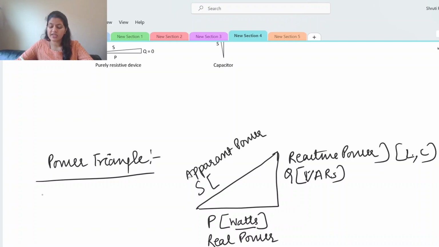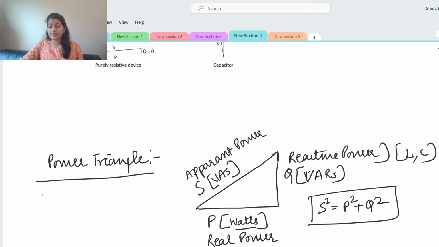Right? And the unit is in VA. Okay, so what's the relation between these? We'll apply a simple Pythagoras theorem here, which is S square is equal to P square plus Q square in this triangle. The other thing, we can also write it like this: this is base and this is hypotenuse. So we can write that base by hypotenuse. What is base by hypotenuse?